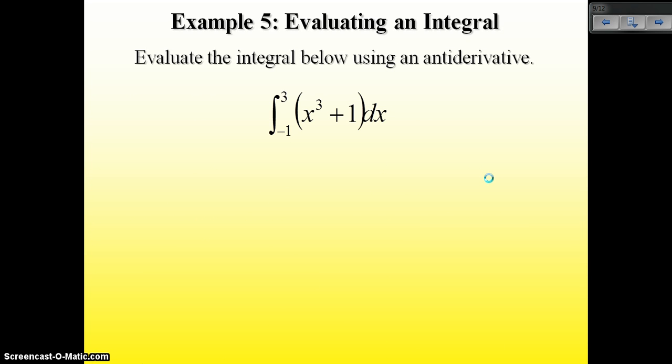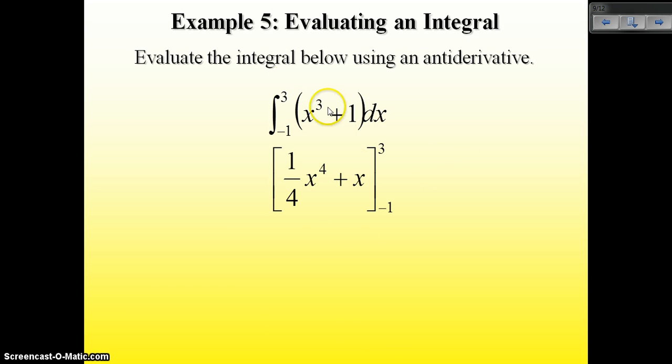So we take a look at this one. Evaluate the integral below using an antiderivative. Our goal is very simple. We are to find the antiderivative of x cubed and the antiderivative of 1. And into each of those we are to plug 3. And then we plug in negative 1. And then we subtract the 2 answers.